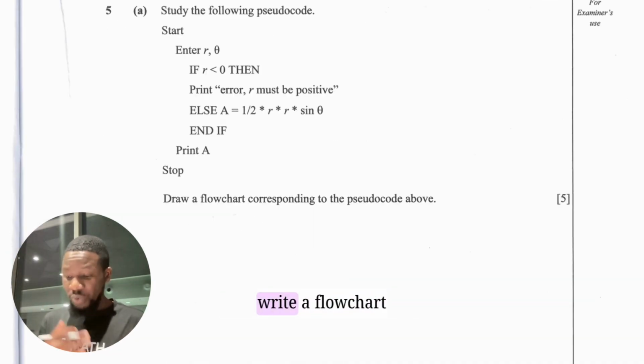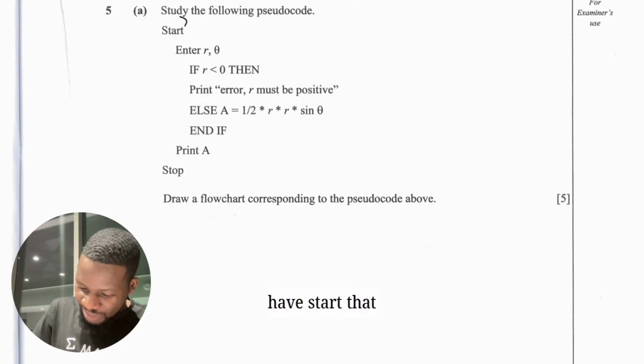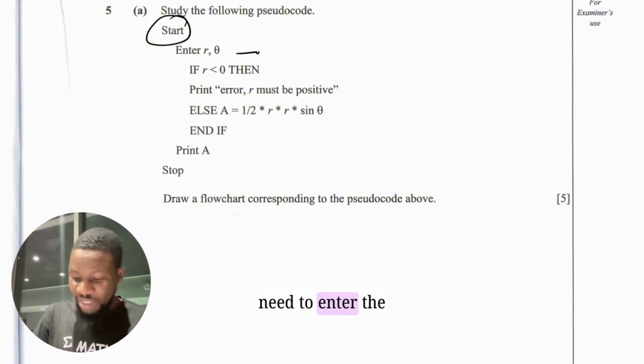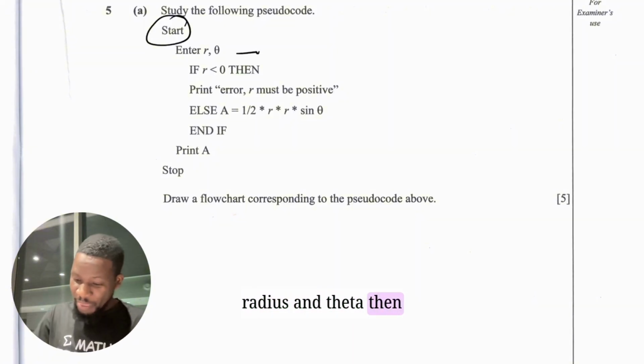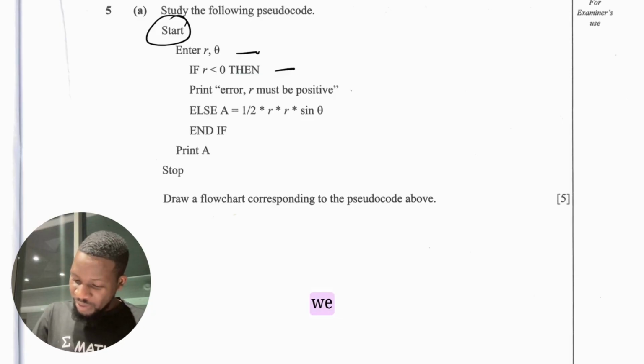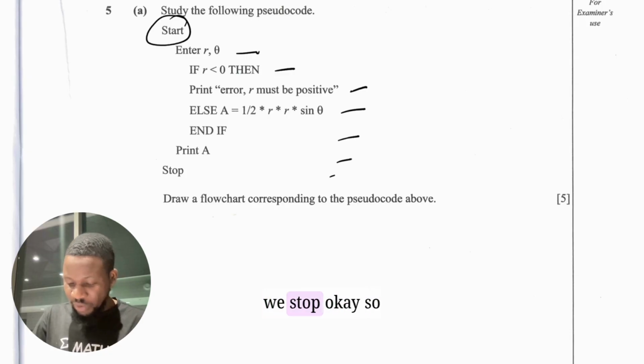Let us do this interesting problem, which is about pseudocode. So we're going to write a flowchart. So flowchart, trust me, is very simple. So we have start, that is one, right? Then we need to enter the radius and theta. Then there is a condition, if condition. Then we want to print, then else what happens, then we do an if, we print a and we stop.